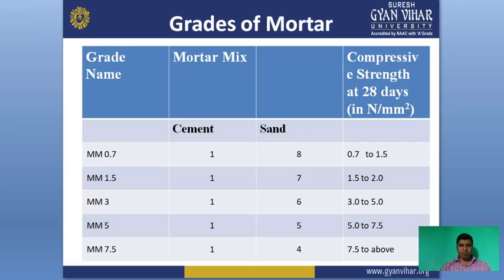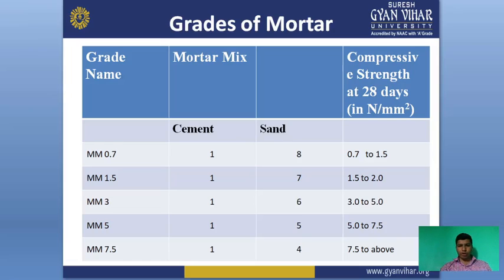So the grades of mortars are mm 0.7, this is the grade name. mm means mixed mortar. 1.5 is the grade name, like mm3, mm5, mm7.5. mm means mortar mix. For 0.7 we have to mix 1 bag cement and 8 bags sand, and for 1.5 we have to mix 1 bag cement and 7 bags sand. These are the grades of mortar.